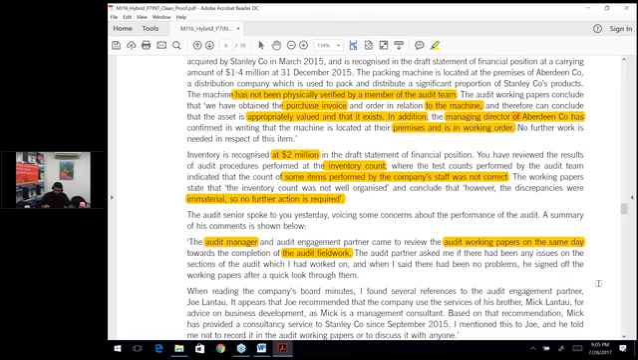The audit partner asked me if there had been any issues on the sections of the audit which I had worked on, and when I said there had been no problems, he signed off the working papers after a quick look through them. Now here, these are overall quality control issues in the firm. The partner hasn't even bothered to review the work. All that he asked was, are there any issues? If there are no issues, okay, go ahead with it. Now that is a problem.